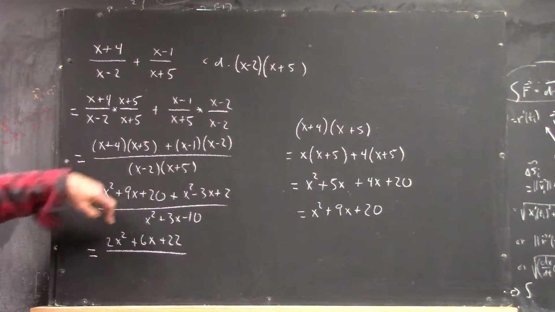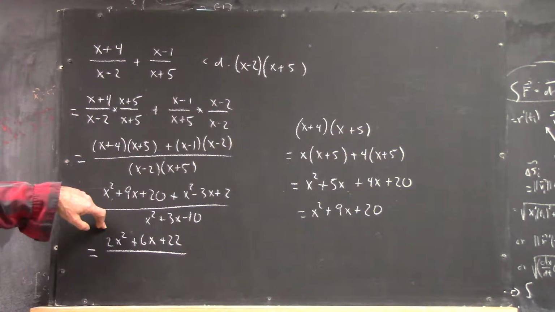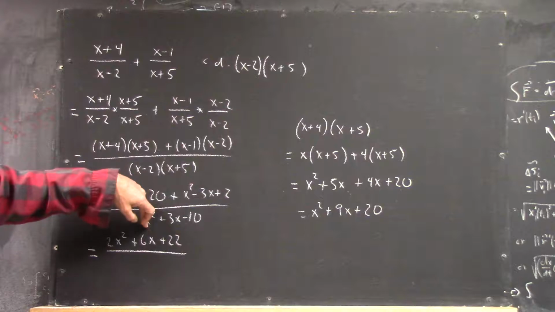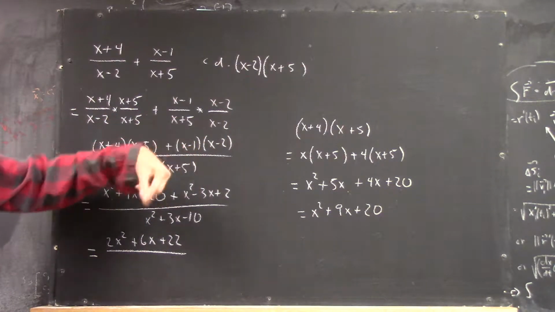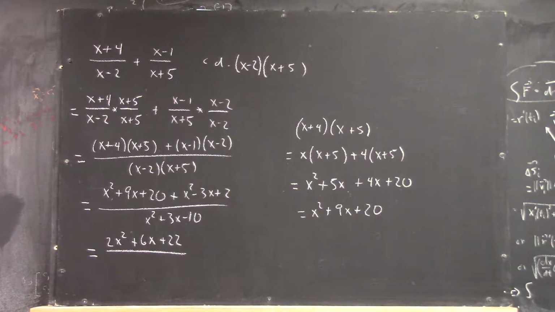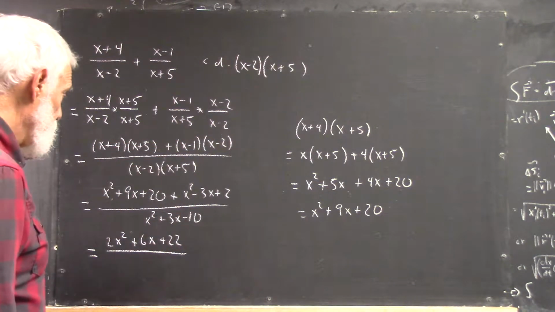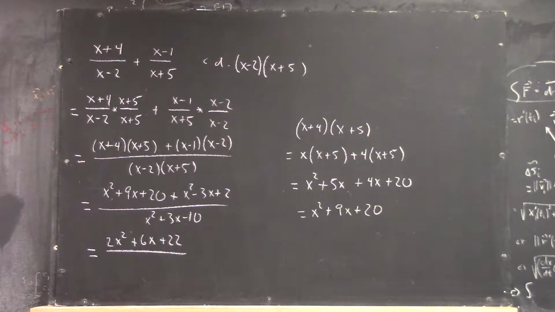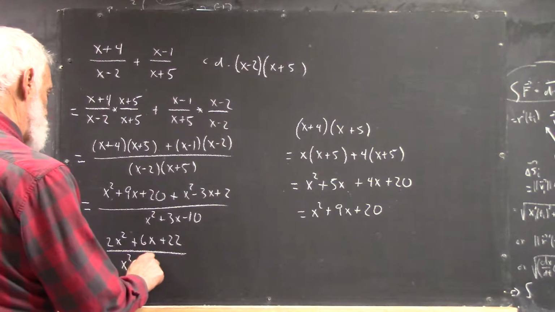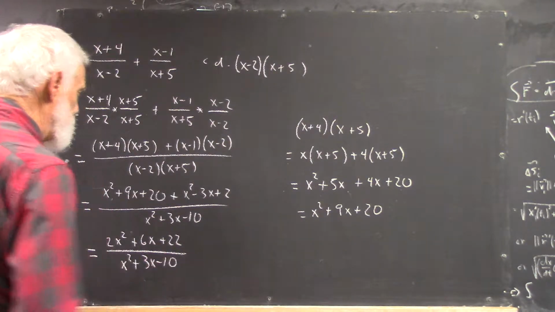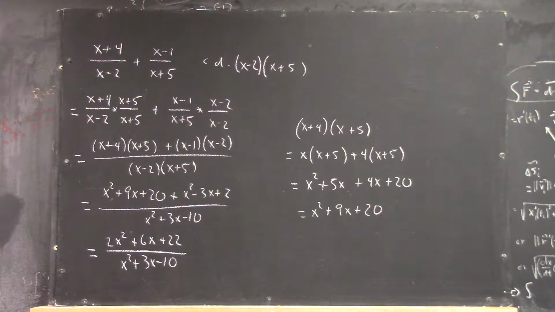Because I got an x squared and an x squared gives me 2x squared, right? I got a 9x and a minus 3x, that gives me a 6x. And if I've got 9 of them and I take away 3 of them, I end up with 6 of them, right? And 20 and 2 makes 22, okay? And down here, x squared plus 3x minus 10. Make sense? Are we done?